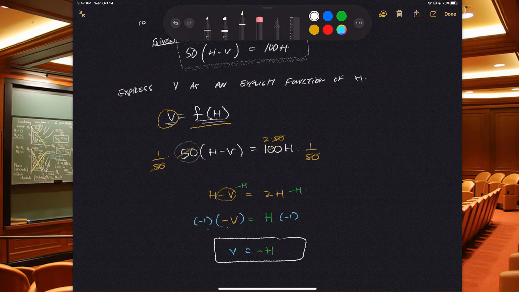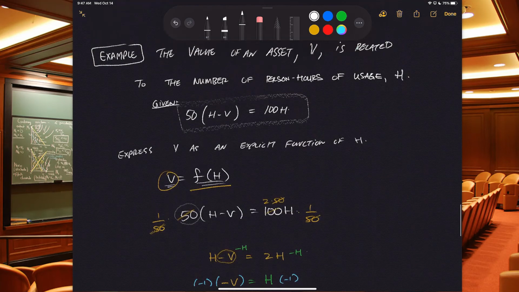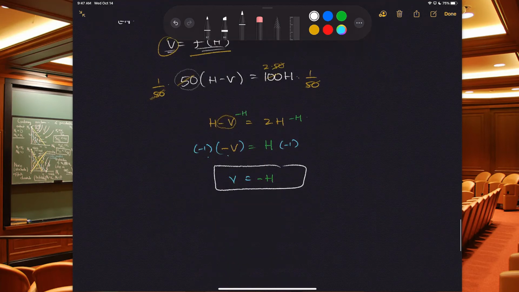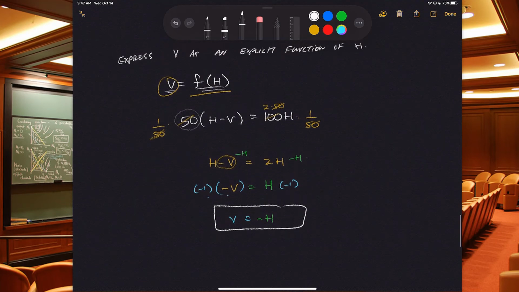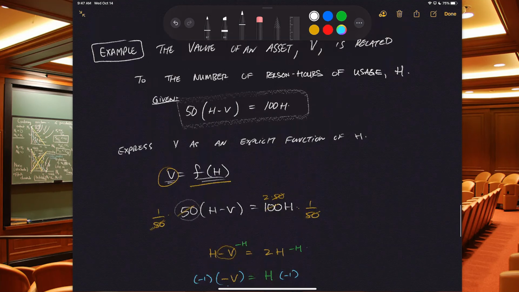Okay, so here this is a pretty simple function, but what it turns out to be is that the opposite of h's value is v, or the value is the opposite of the number of person hours of usage. Now, does that make sense in the real world? Maybe. That's unimportant. What is important is that we can write this as an explicit function of the other variable. And that this is probably the most natural choice, that the value of an asset would be based on how much usage we get out of that thing, right? The other way around would probably be a longer walk or a less natural choice.